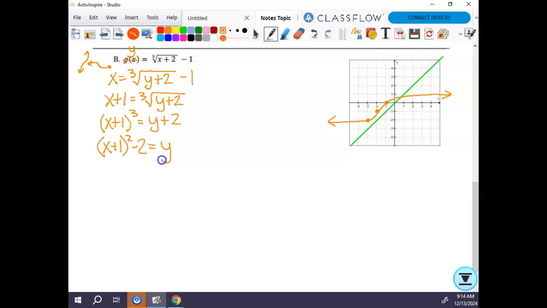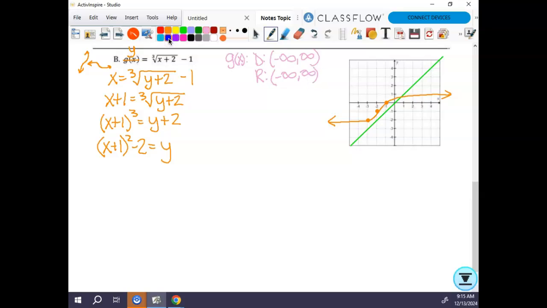Oh, you know what I forgot to do up here? We didn't find domain and range of the original. So for g of x, my original, what is the domain? All real numbers, right? So we're going to go negative infinity to infinity, and range is also negative infinity to infinity.